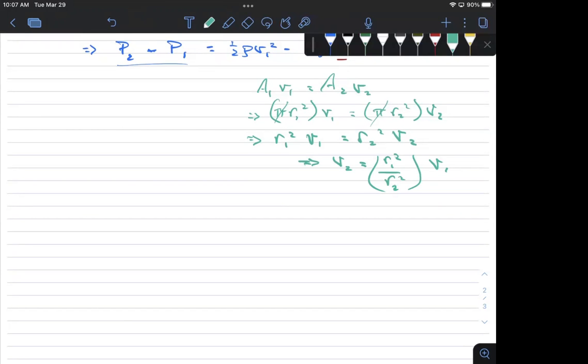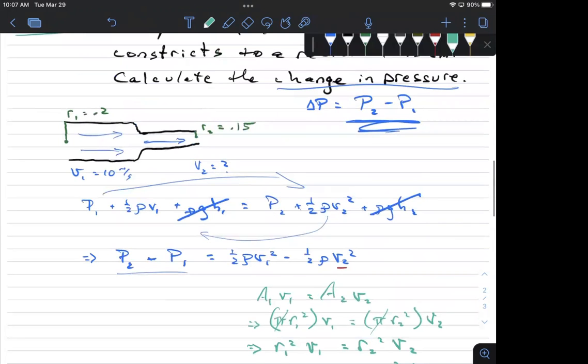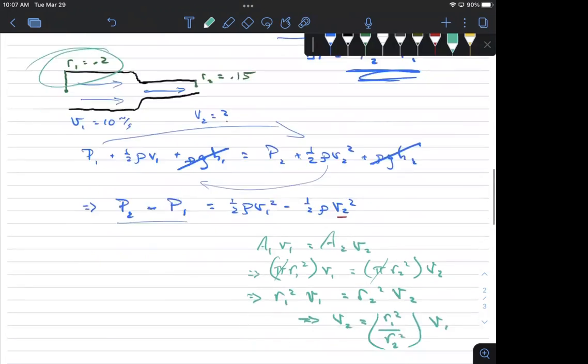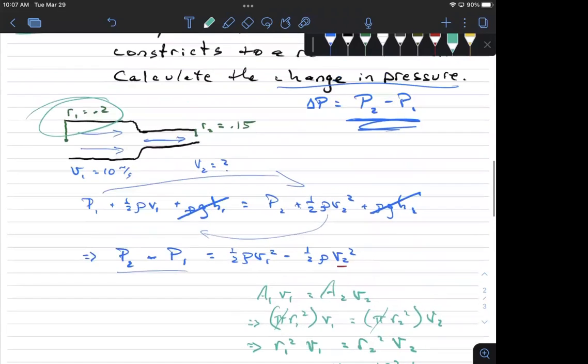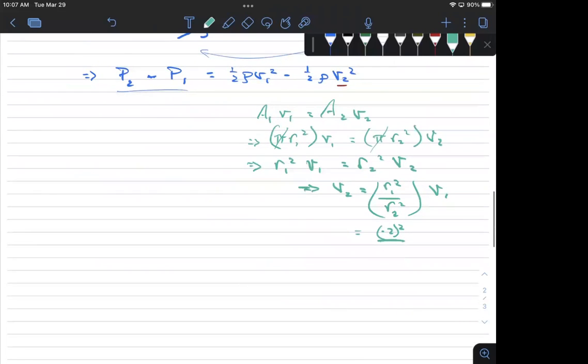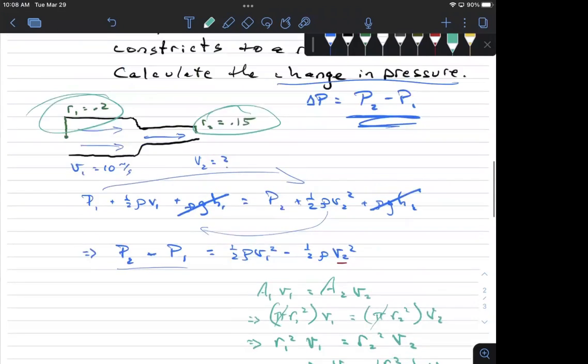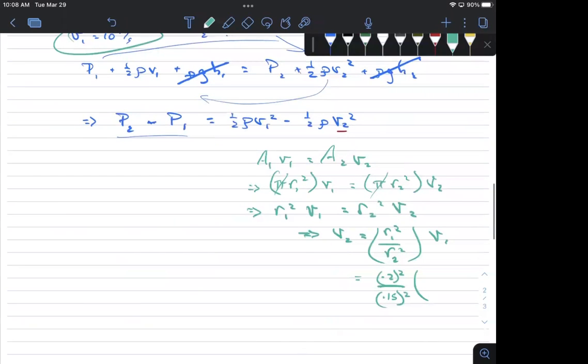Now all I need are these numbers. Do I know R1? Yes, I do. There's R1 sitting there. R1 is 0.2, so 0.2 squared. Do I know R2? Well, let's look up R2. There it is, 0.15, so 0.15 squared. Do I know V1, the velocity of the fluid in the first part of the pipe? Yep, it's 10. So I'll plug it in, 10.